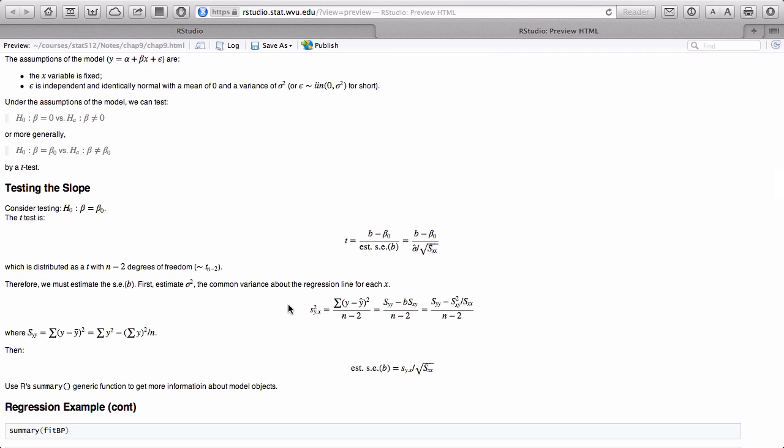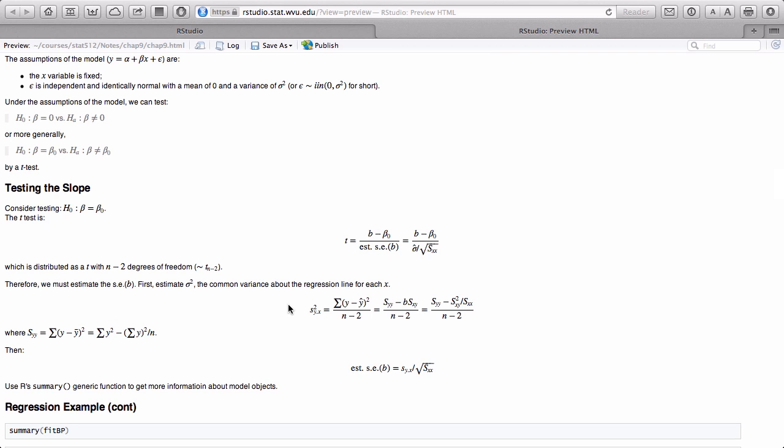of b. And it turns out that the estimated standard error of b is simply sigma hat, which is like an estimate of that variability around the regression line, divided by the square root of the s sub xx, which is the corrected sum of squares. So that gives us a t-test.